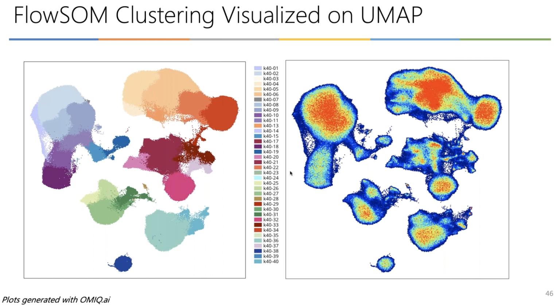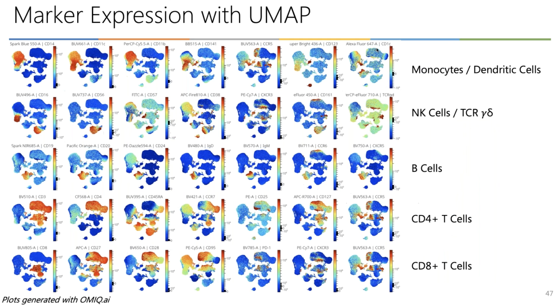These beautiful UMAP representations are from OMIQ. What you have here is we ran a clustering algorithm, FlowSOM, and then in the UMAP representation, we are seeing how these 40 different clusters are distributed, or we can do it in a density plot as well using the OMIQ software. And here we can track how every marker in the panel is mapping.